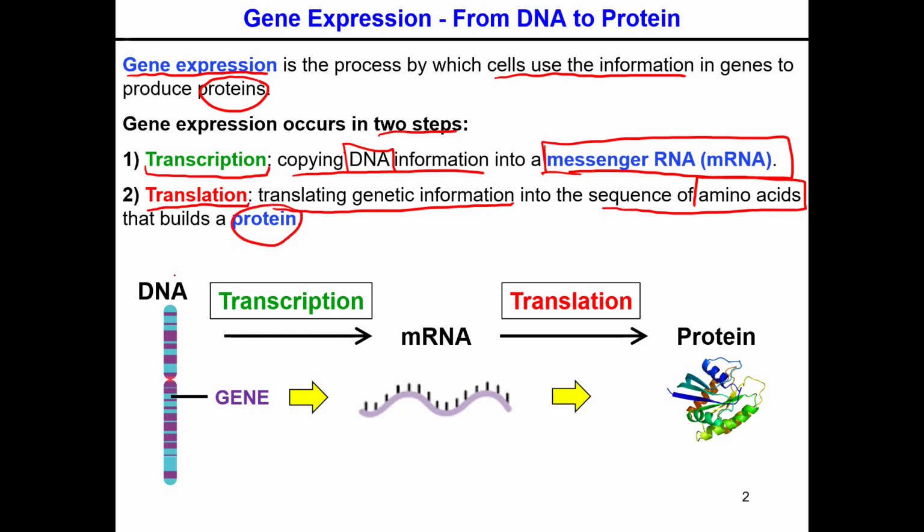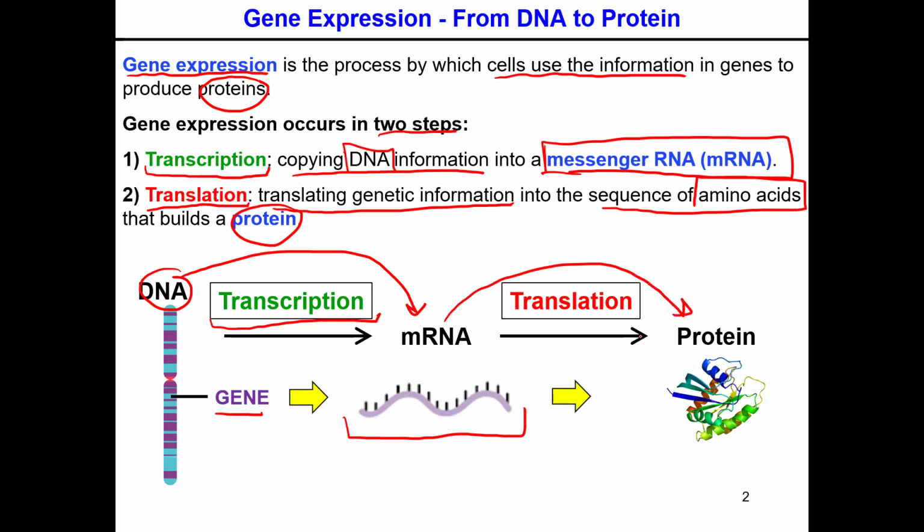So this is what that looks like. You can see we have our DNA here. We have our specific gene that we're trying to produce or express. Then we go through transcription, so we take our DNA and make a copy, which is our mRNA. Then we take our mRNA and translate this brand new code in order to make our proteins.